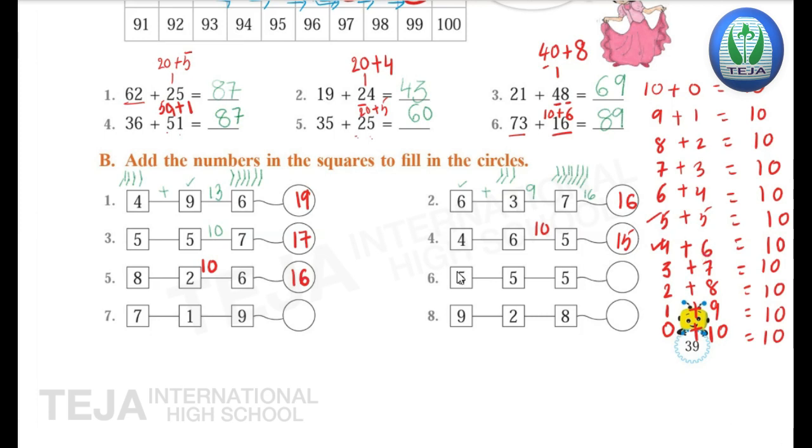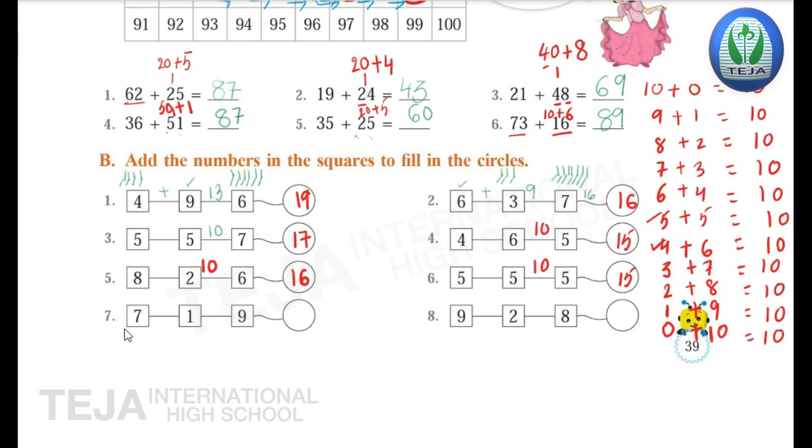Now see the next question. 5 plus 5 plus 5. 5 plus 5 how much, children? Already we did a problem. See, the third problem is 5 plus 5 plus 7. And the sixth problem is 5 plus 5 plus 5. So here 5 plus 5 is how much? It's 10. 10 plus 5 is 15. Okay.